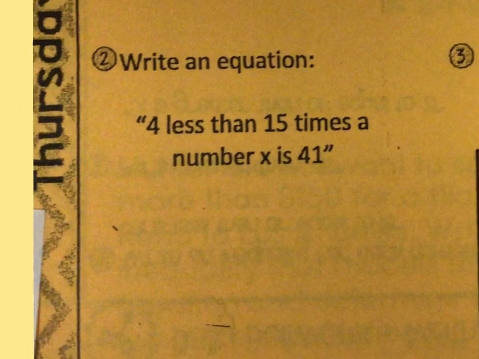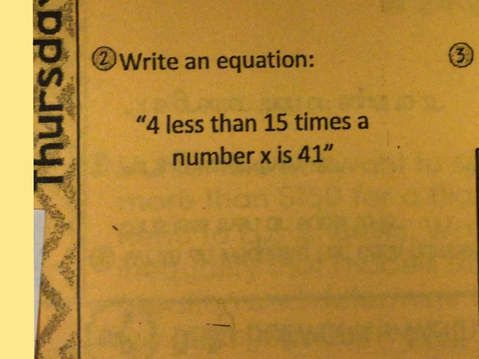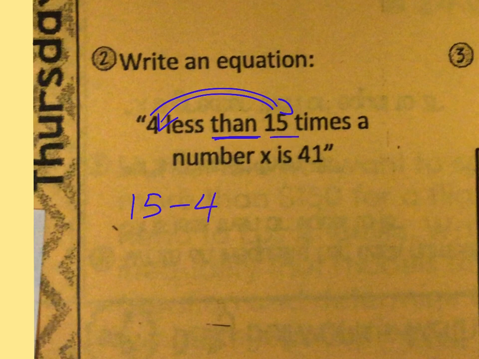So let's take a look at number 2. Write an equation. So I have 4 less than 15 times a number. Remember, whenever we see the word than, we need to flip these two things around. So 4 less than 15, so 15 minus 4. And it does say 15 times a number. So we can call the number x. So it's 15x minus 4, and "is" always means equals 41.